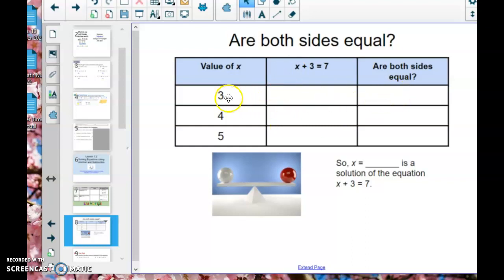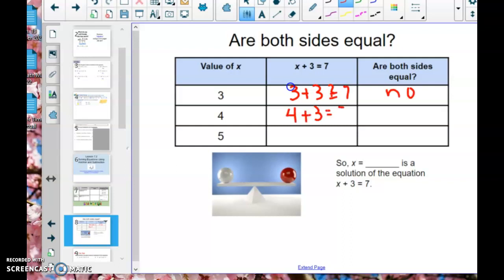So first question is, if I put this value in here for x, are both sides of my equation going to be equal? If I put 3 in here, 3 plus 3 equals 6, does that equal 7? Of course that answer would be no. If I put 4 in for x, does 4 plus 3 equal 7? And of course, that is yes.